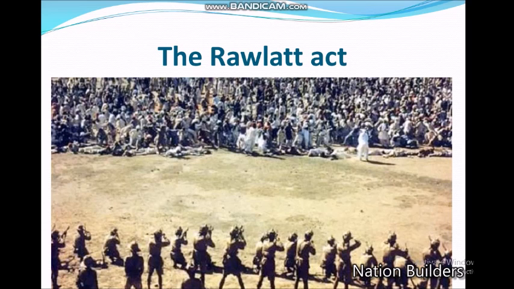Now in this point we are going to see the Rowlatt Act and the work of Mahatma Gandhi. With the support of Mahatma Gandhi, people became more active against the imperial government, the British government. That is why the British government brought a new act to crush the activities against it. That act is called the Rowlatt Act.